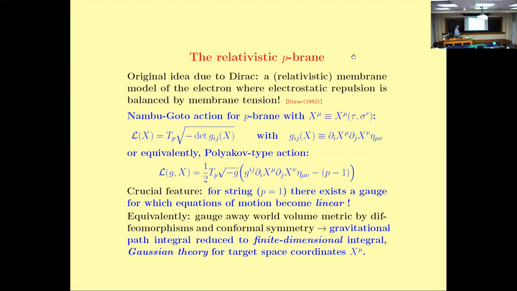Anyway, here the dependent variables are just the target space coordinates. Here you have both the target space coordinates and the world volume metric. And the Lagrangian is designed in such a way that when you solve the equations of motion for the membrane world volume metric, you get back to this. But it's important to have this extra term, which is like a cosmological constant on the p-brane. You notice that only for p equals one, which is the string, this term is not there. But it's easy to check that you need this extra contribution in order to get back from this Polyakov-type formula to the Nambu-Goto one.